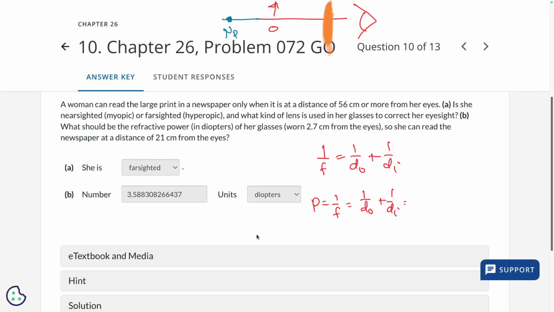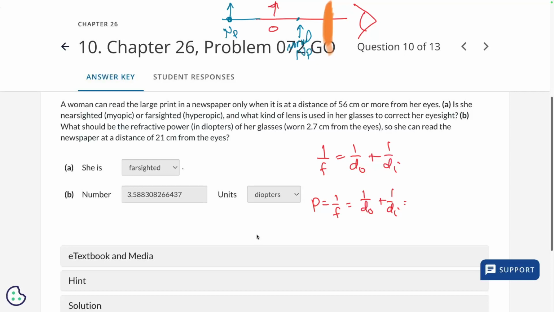Her near point is not where it should be, right? The normal near point is at 25 centimeters, but hers is at 56. She can't see anything at 25 centimeters. Glasses or not, she can't see anything at 25 centimeters. And if you can remember something, remember this. You are forming an image where the patient can see it. Where can this patient see something? At 56. So you are putting the image at their near point.